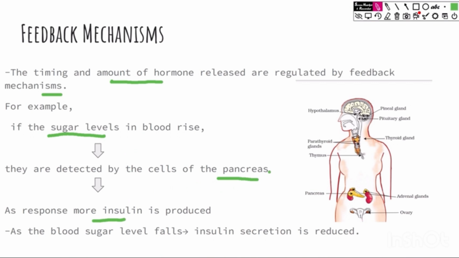Then again these cells of the pancreas sense that okay, now the sugar levels are fine, so they stop producing this excess insulin and now normal insulin is produced. So this is how hormone production is controlled by the organs, and all this mechanism is called the feedback mechanism. This is the feedback mechanism which goes on in human beings.